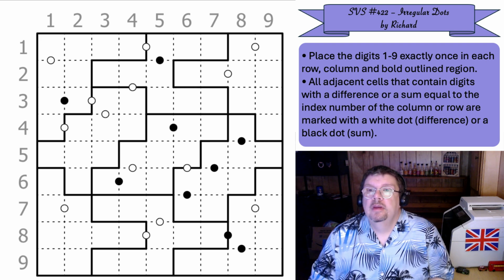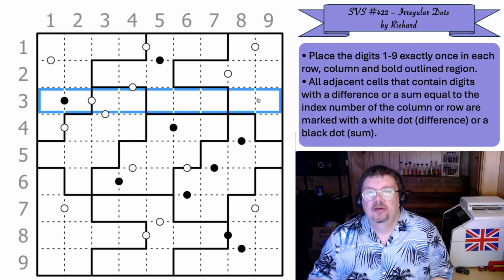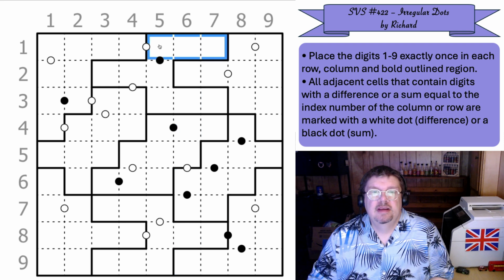Alright, let's have a look at the rules. Place the digits 1 to 9 exactly once each, once in each row, column and bold outlined region. So we've got rows and columns as normal, and then we have irregular regions which also have 9 cells in them.